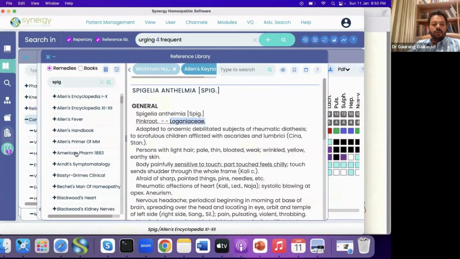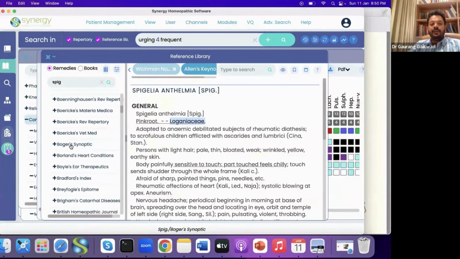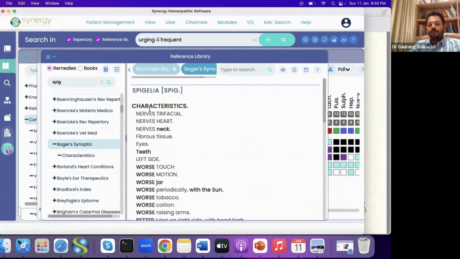Because when you now study Spigelia from the Materia Medica, let's say the Boger Synoptic Key. This is one of my favorite Materia Medica books, the Boger Synoptic Key. Why? It's one of the only books that gives the sphere of action very nicely. Have a look here how it's given. Characteristic: nerves, trifacial nerve affection, nerves, heart affection, nerves, neck affection, fibrous tissue, and fifth line, action on the eye, which is the main thing in our case. So this kind of sphere of action is very important to know.